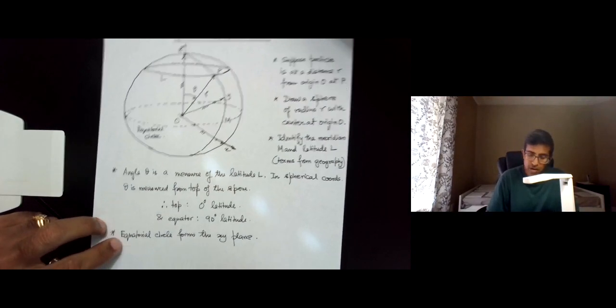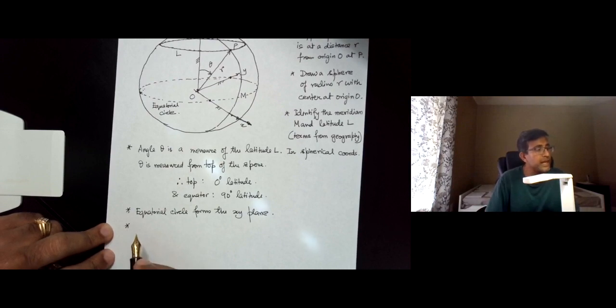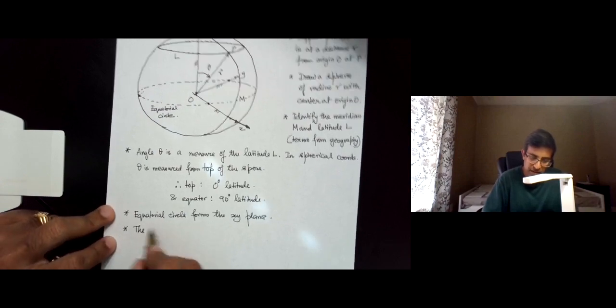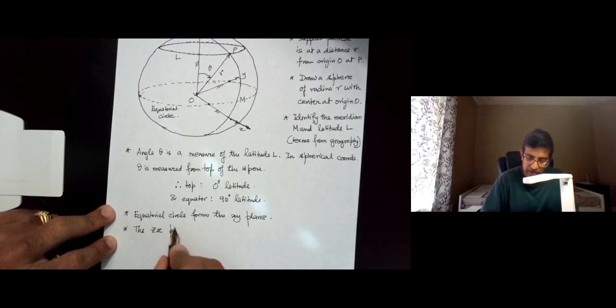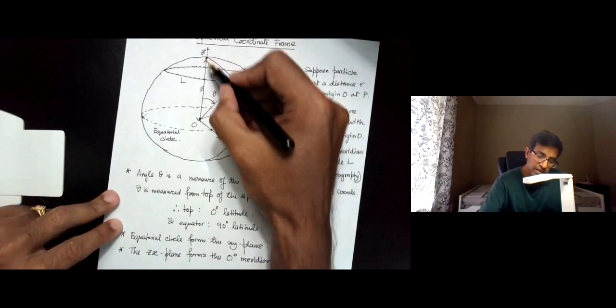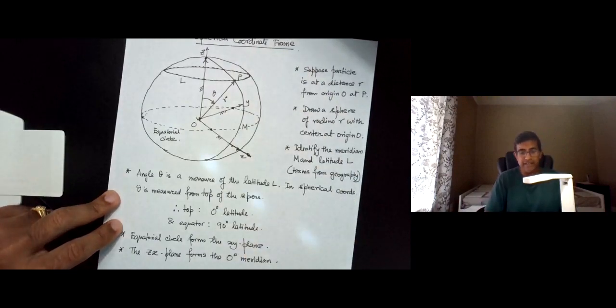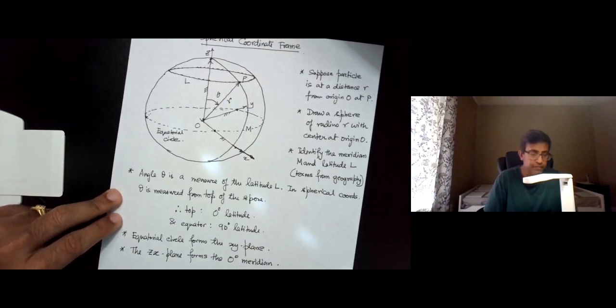Now, it corresponds to 90 degree latitude. We also make a note that the ZX plane forms the 0 degree meridian. So the ZX plane forms the 0 degree meridian. So this ZX plane, this plane formed by the ZX axis, that's the 0 degree meridian.